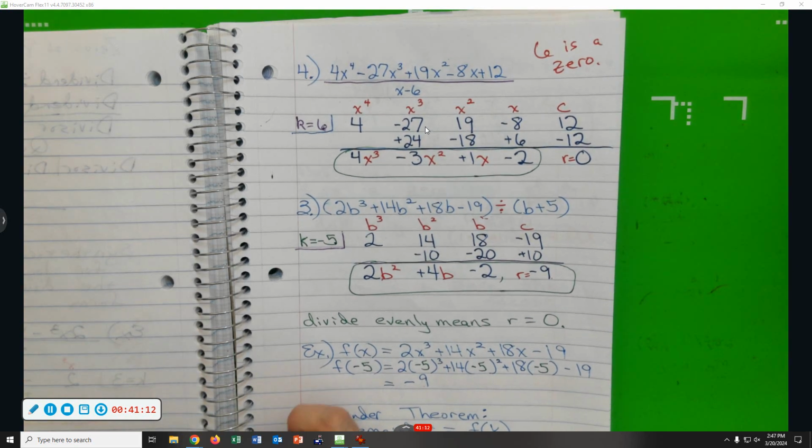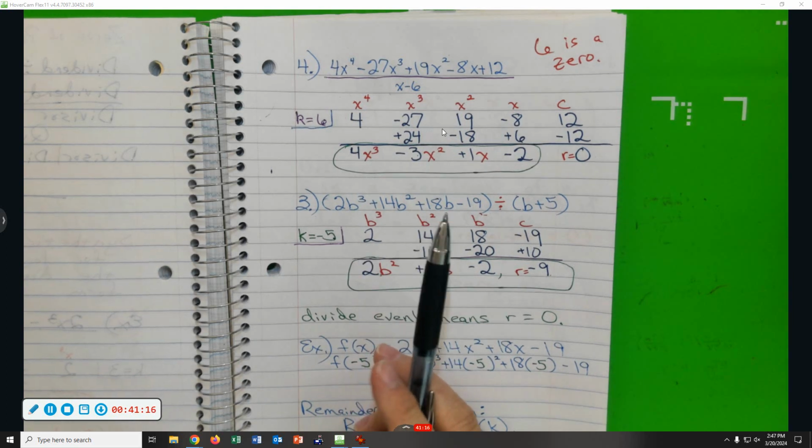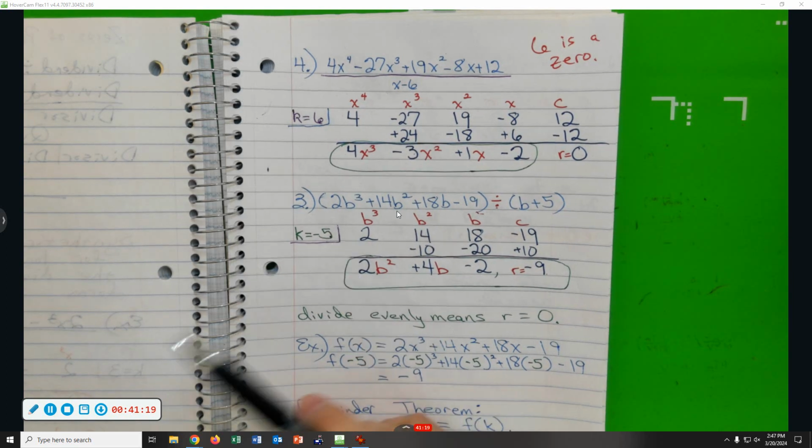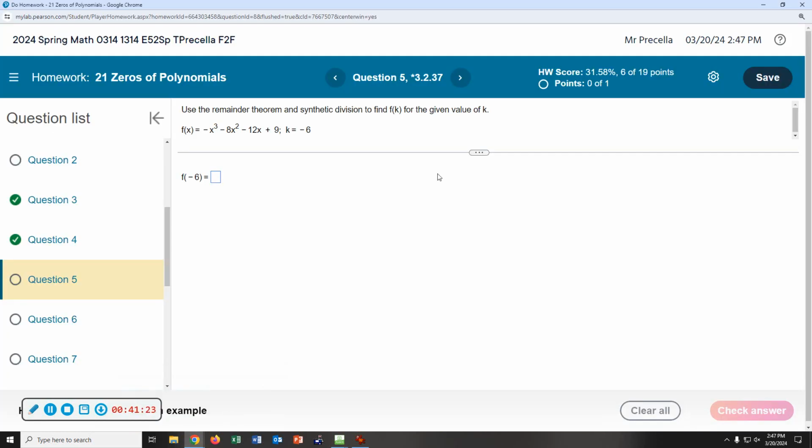Maybe we should mention where we're going with all of this. Our goal is to have a way of factoring higher order polynomials. That's the whole purpose of this assignment. So far, when we factored polynomials this semester.